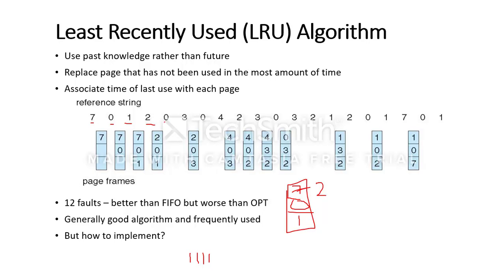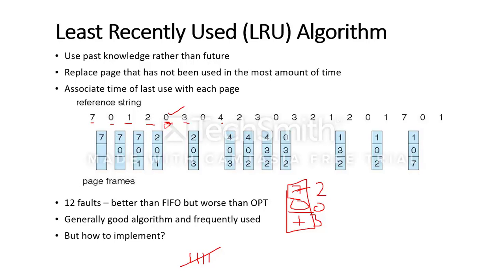Then 0, it's there. So no page fault, it executes. 2, this is not there. Then 3, we're going to have a page fault. But who is the victim? 2, 0, 1, so it's 1. We replace with 3, right? So you now have 2, 0, 3. Then 0 is there, it executes.